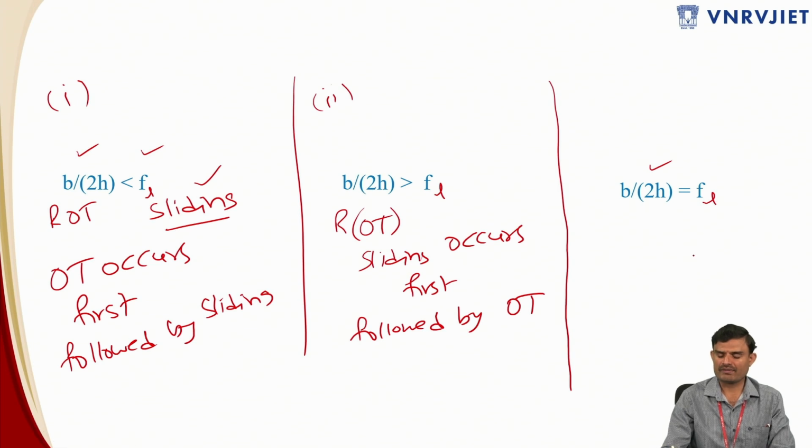So lateral coefficient of friction FL is equivalent to B by 2H. So both are occurring and both of them occur at the same point of time, but here overturning dominates. Overturning dominates and is followed immediately by sliding.